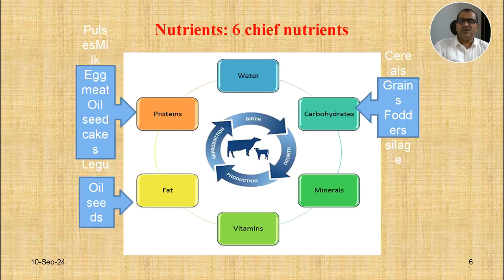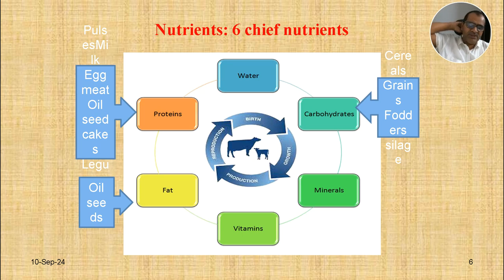Then another thing is the nutrients. There are six chief nutrient materials. Number one is water. Water is a very essential nutrient, especially. So water, then carbohydrate, then mineral. Apart from this, the vitamins, then fat and proteins. So these are the six chief nutrients.